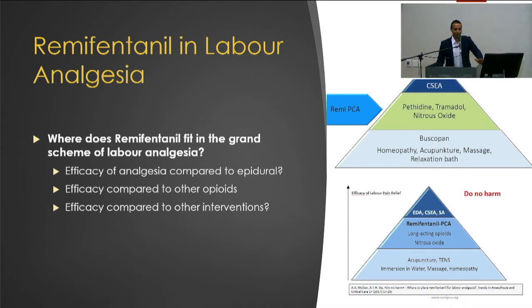So where does remifentanil fit into the grand scheme of things? Basically, in terms of efficacy, I think epidural is still considered the gold standard of analgesia in labor. And that's because of beneficial effects to mom, as well as less effects on the fetus as well. And it's non-opioid. So remifentanil, the largest study to date at the moment, is from the Respite trial.